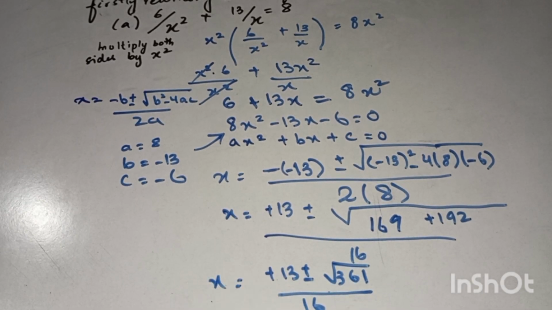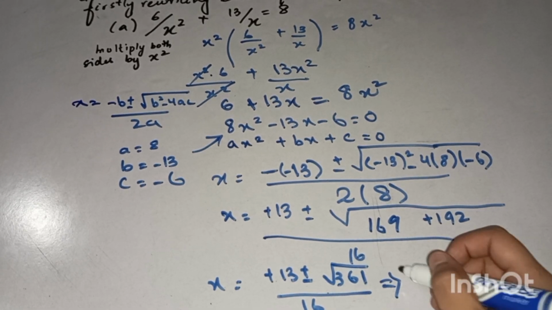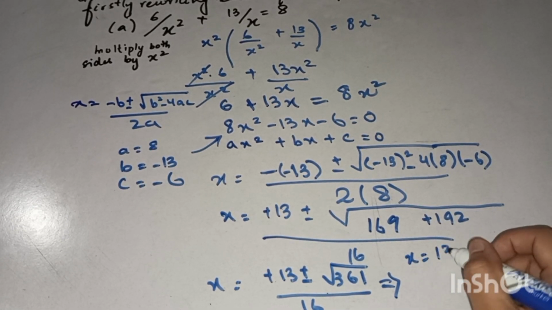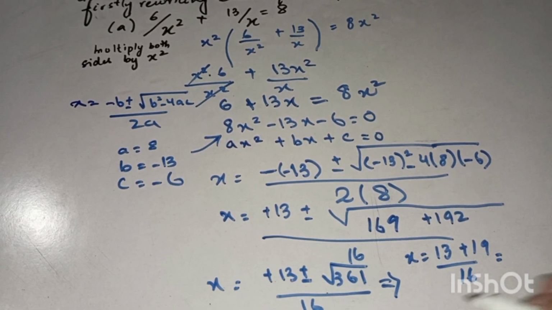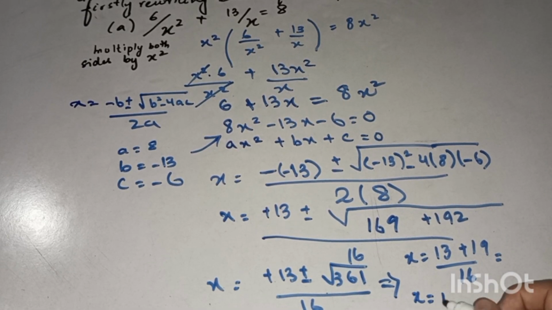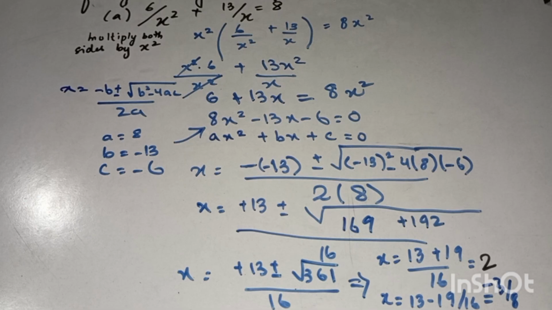Let's solve it further. Under root of 361 is 19. So x equals 13 plus 19 over 16. One value of x will be this and another value will be 13 minus 19 over 16 equals this. Why minus? Because there will be two answers of under root 361. One is plus 19 and another is minus 19. So these are your two answers. Finally, one is 2 and another is minus 3 over 8.